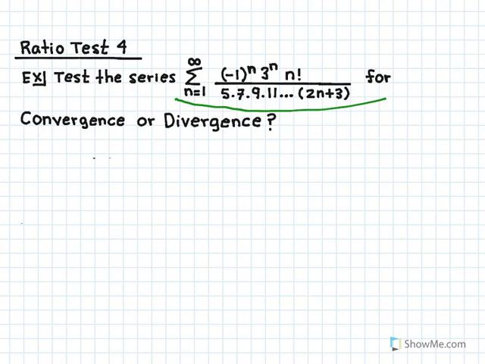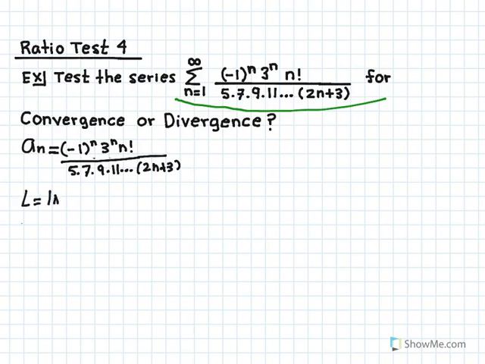So let's apply the ratio test with a sub n equal to negative 1 to the power of n times 3 to the power of n times n factorial divided by 5 times 7 times 9 times 11, all the way up to 2n plus 3. So L is equal to limit n approaches infinity, absolute value of a sub n plus 1 divided by a sub n.